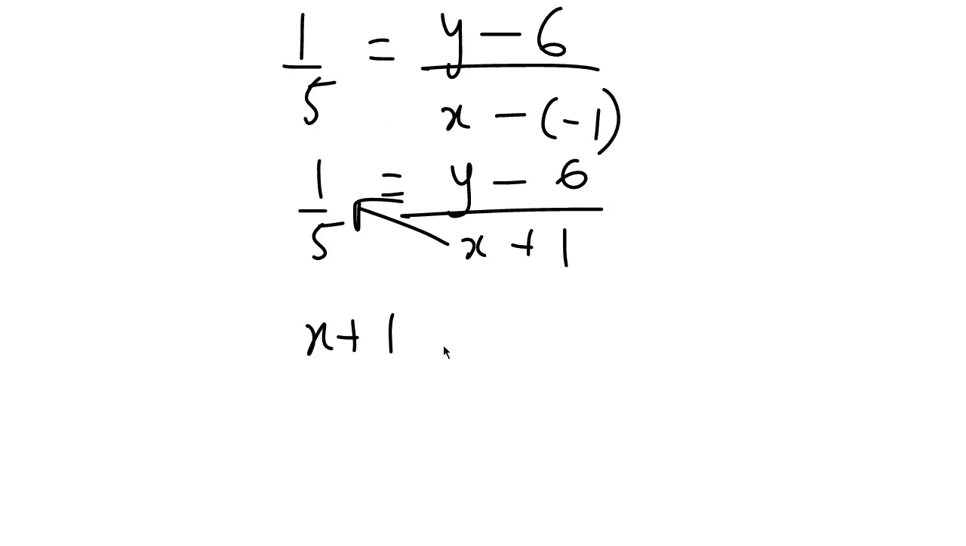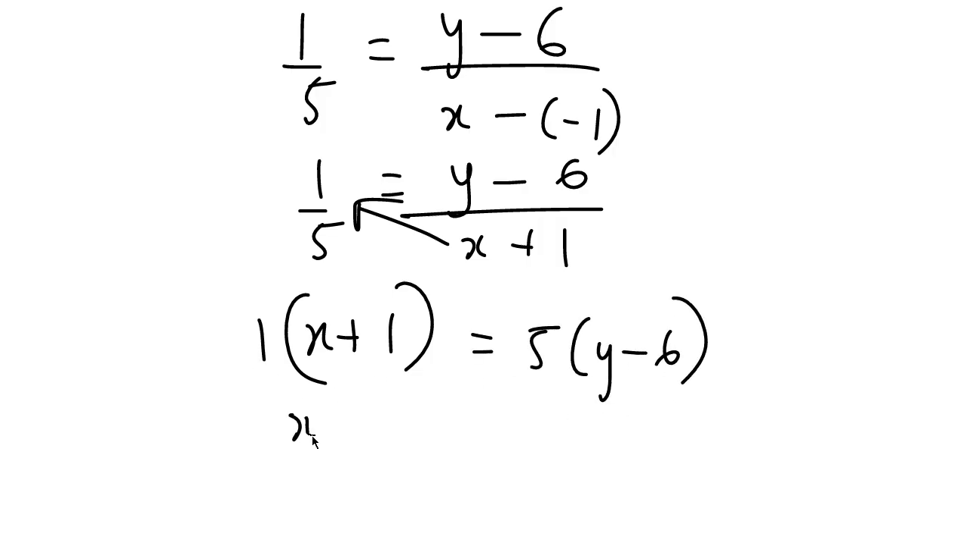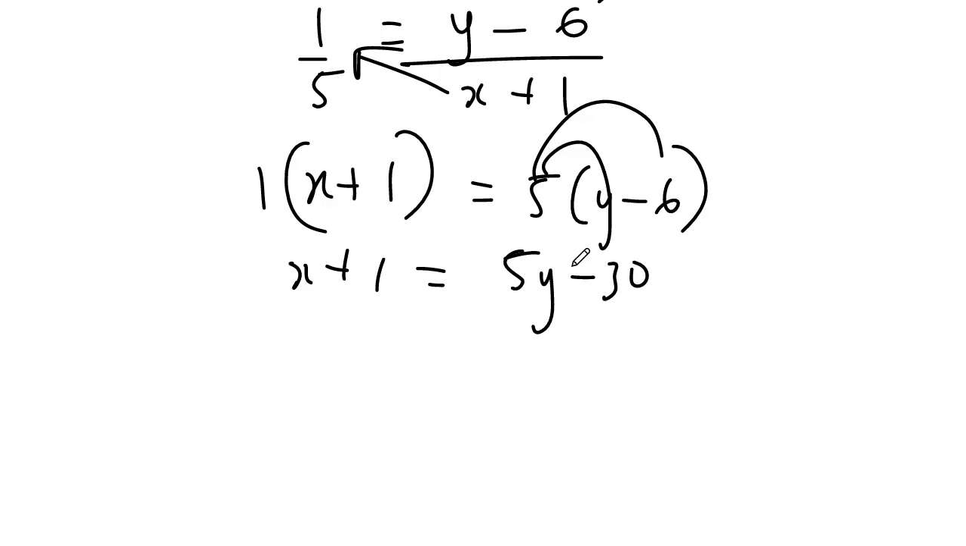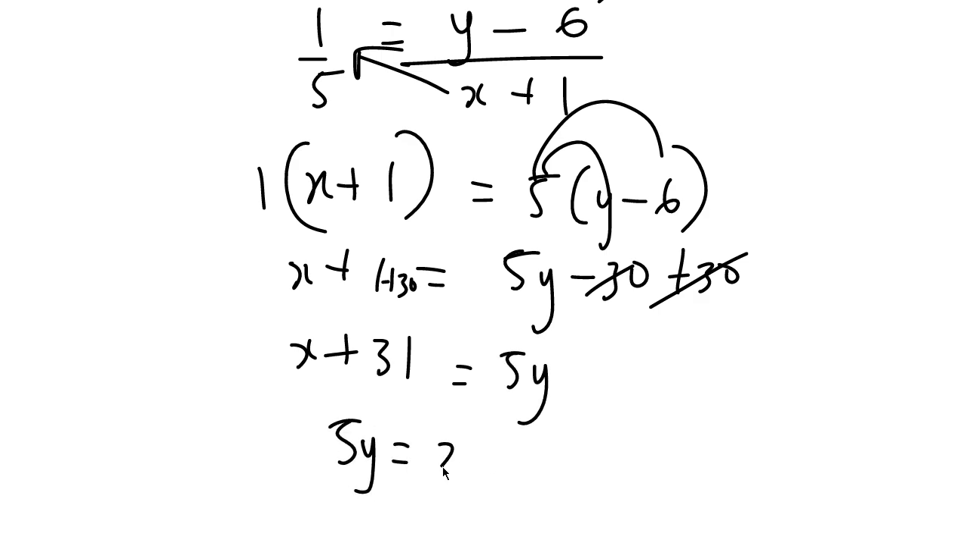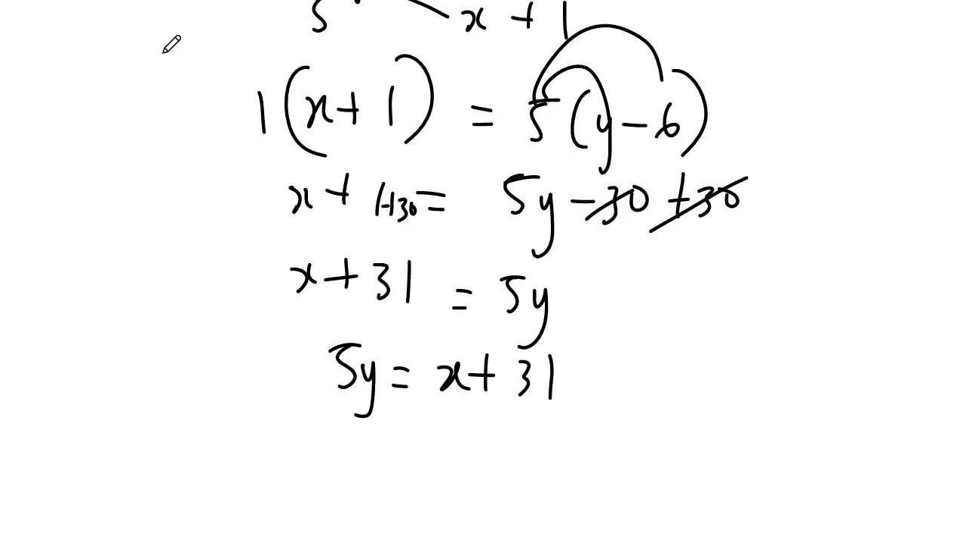You have that x plus 1 times 1 is equal to 5 into y minus 6, and 1 times x plus 1 is still x plus 1, right? Is equal to 5 times y, which is 5y. 5 times negative 6 is negative 30, and then we can add 30 to both sides, or bring it over. That will be x plus 31. 1 plus 30 is 31. This cancels. Negative 30 plus 30 is 0. And then you have 5y. So we can have our answer as 5y equals x plus 31. Or we could bring everything to the left as 5y negative x negative 31 equals 0. And this is the equation of the normal.